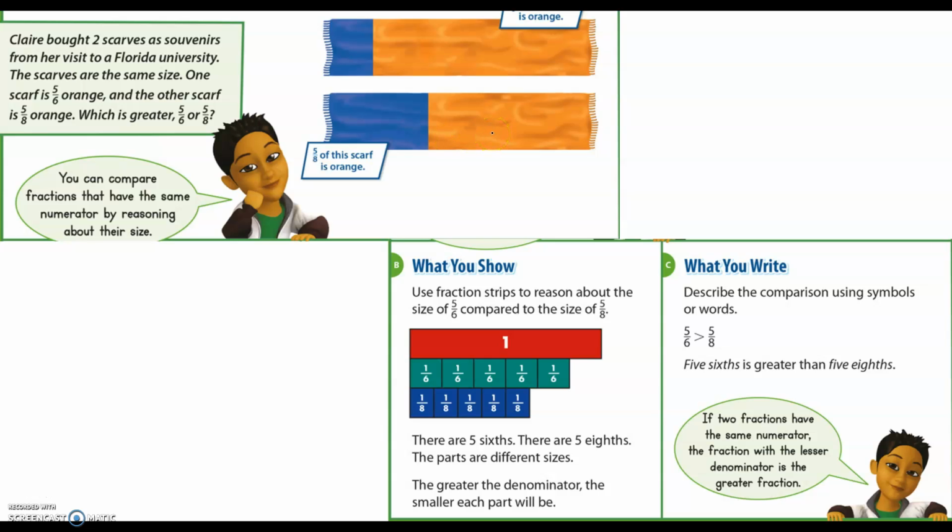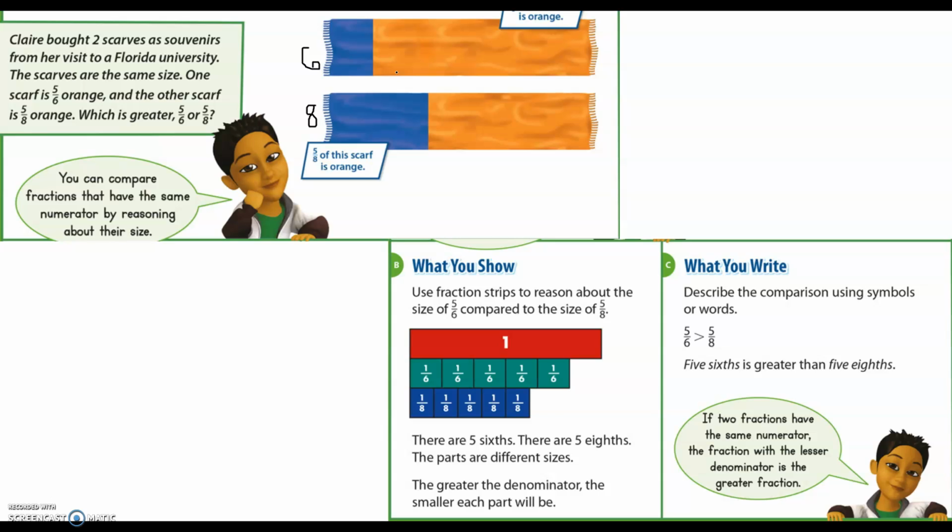You can compare fractions that have the same numerator by reasoning about their size. So I want you to think about it. If you have 6 pieces that make a whole here and 8 pieces here, but these are the same size, your pieces are going to be bigger here. So the smaller the denominator, the bigger the pieces are.